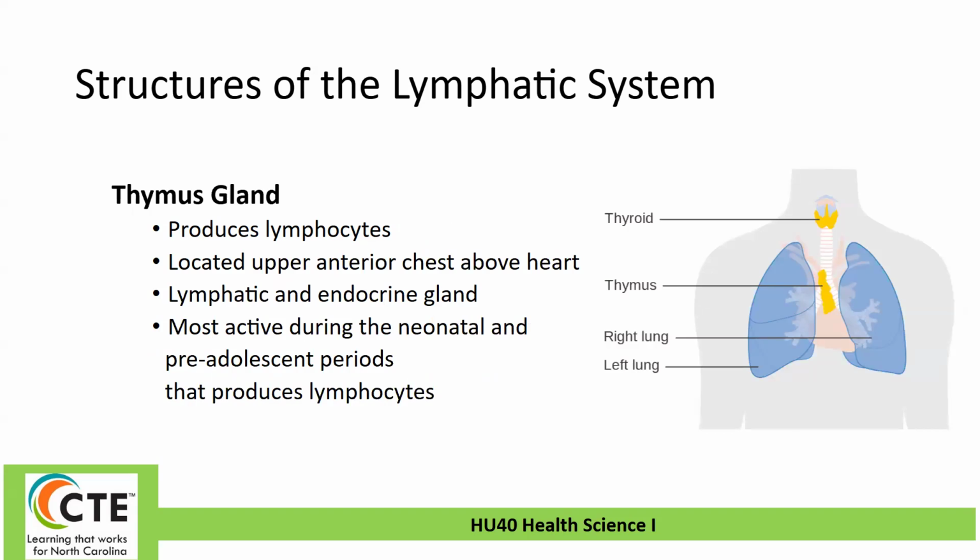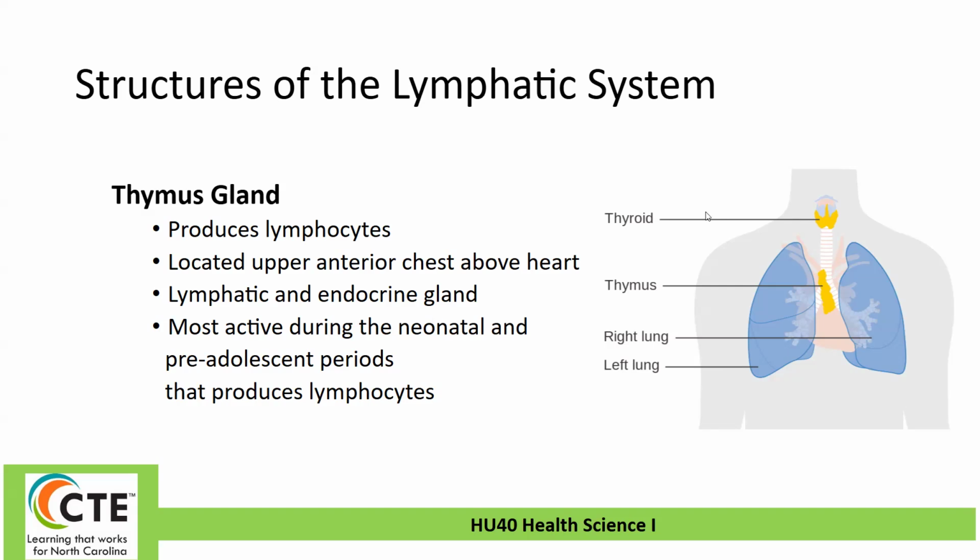And then we have our thymus gland. This produces lymphocytes as well. It is located in the upper anterior part of our chest, so it is above the heart. It is part of our lymphatic and endocrine gland system, so we will talk about it next week as well when we talk about our endocrine system.